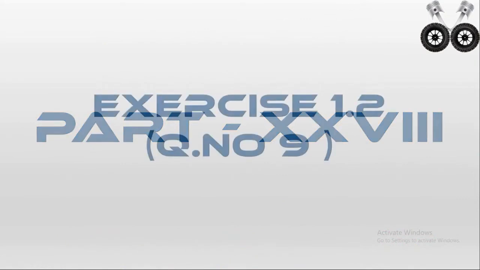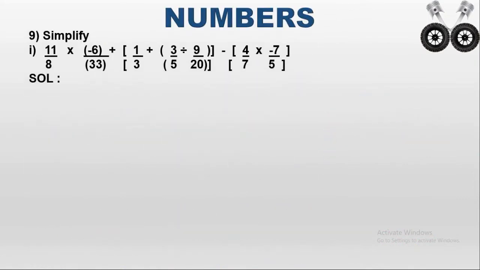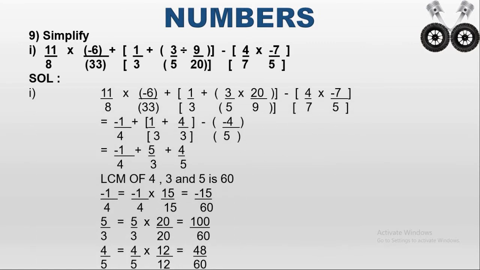Part 28, exercise 1.2, question number 9. Simplify 11 by 8 into minus 6 by 33 plus 1 by 3 plus 3 by 5 divided by 9 by 20 minus 4 by 7 into minus 7 by 5. So what is the problem given here? An algebraic expression is given. So we have to simplify that one and find the answer.